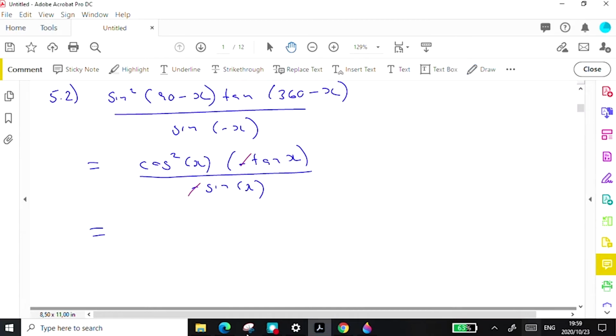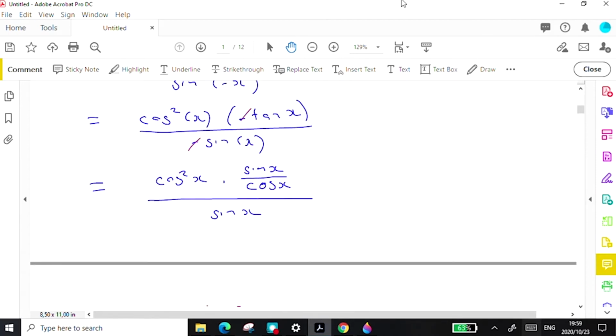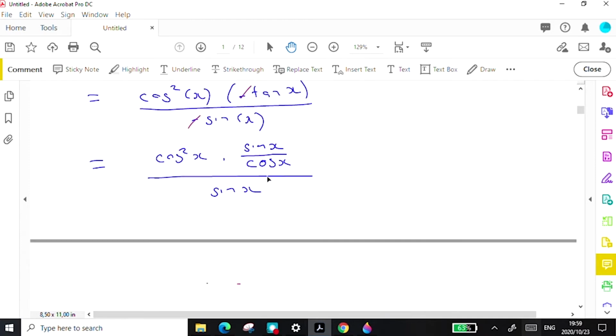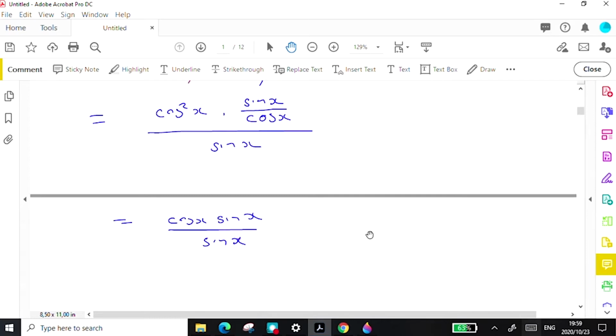And write this as cos squared x times tan x, which is equal to sine x divided by cos x, and this is all over sine x. We can cancel out the cos x. If we cancel out the cos x, we get cos x times sine x divided by sine x. Again, we can cancel out the sine x to get cos x.